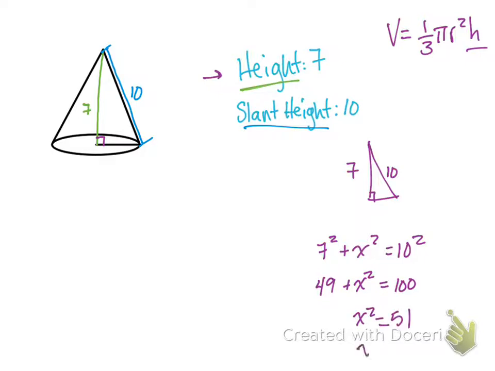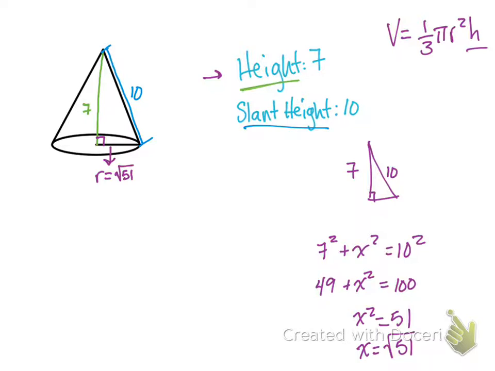X squared equals 51. That means x equals the square root of 51. Of course, it has to be positive, it's a length. So our radius, r, equals the square root of 51. And of course, you should check. I know that 51 is not a prime number, but nothing goes into it as a perfect square, so we can't really simplify that.